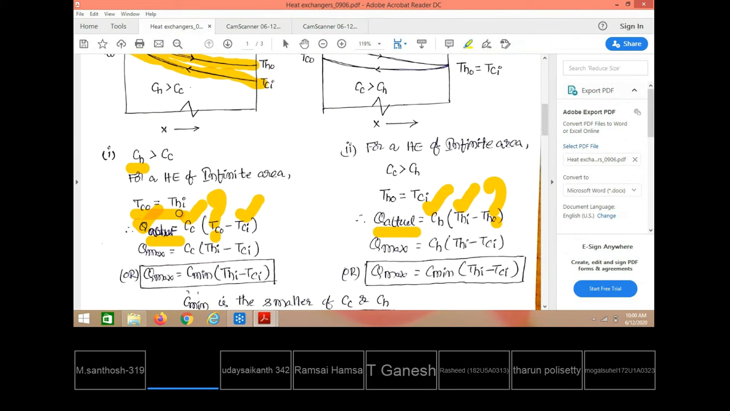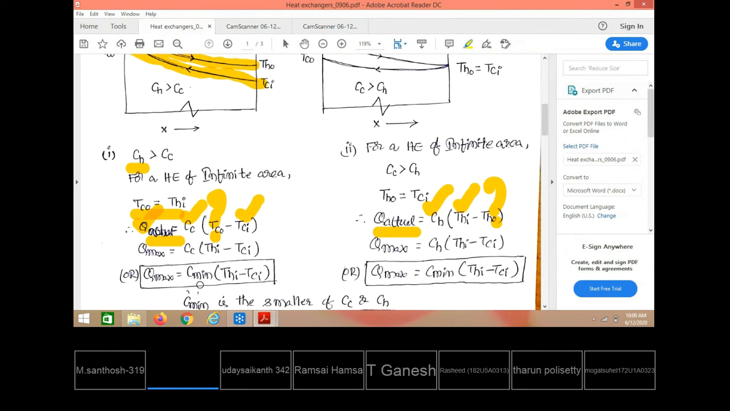So therefore, what do we know? Q actual equals Cc times Tco minus Tci. This is based on the cold fluid. So here, when we are expecting maximum heat to be transferred, Tco should become Thi. That is what we have just now seen. So therefore, in the place of Tco we are replacing it with Thi. In that case, the cold fluid has the lesser heat capacity.